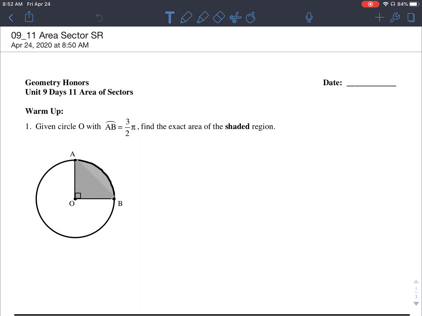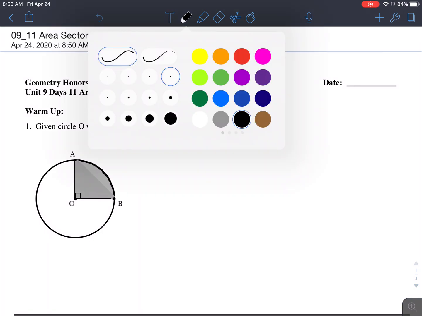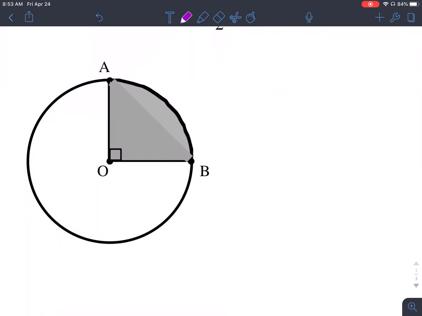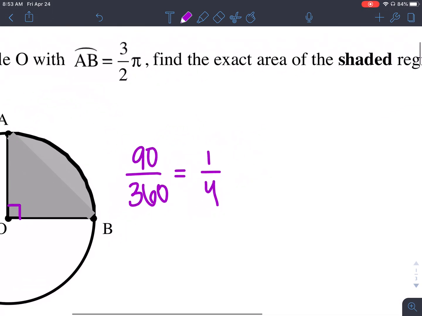So the warm-up: given circle O with arc length AB equals 3/2 pi, find the exact area of the shaded region. The area of the shaded region is exactly 1/4 of the total area. The reason I know that is because it's a 90-degree angle as marked, and 90 over 360 is 1/4. So to find the area of the shaded region, I'm going to do 1/4 times the area of circle O.